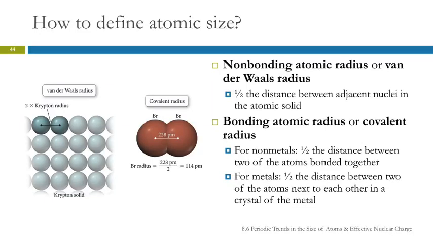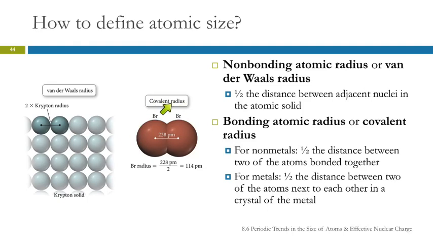Now we're going to look at some trends in the periodic table. The first one we're going to look at is the size of atoms. So how do you define atomic size? We saw those pictures, those electron clouds. It's not really anything solid that you could measure, and besides, they're way too small for us to really get a good picture of. So there's different ways of measuring them.